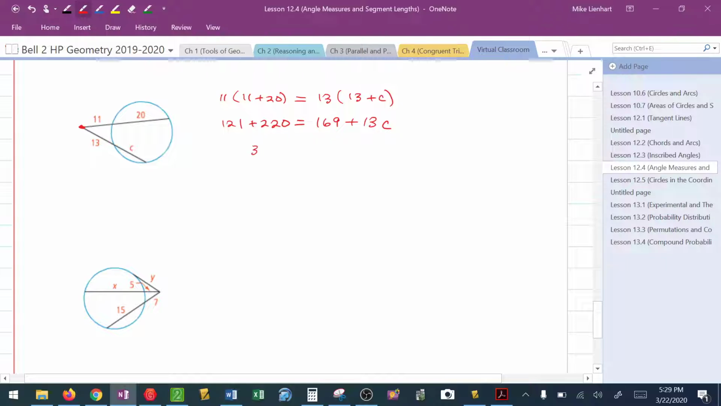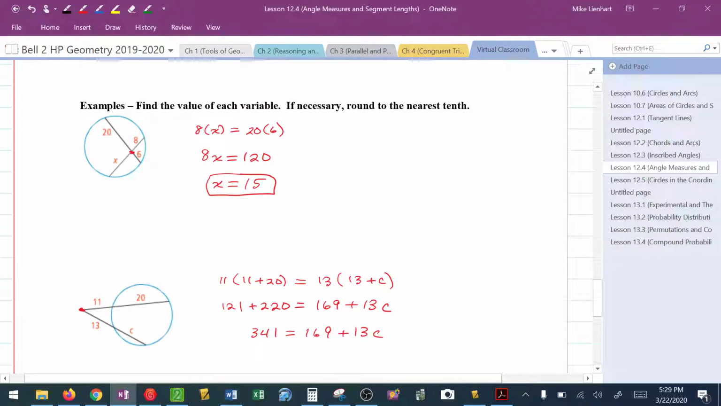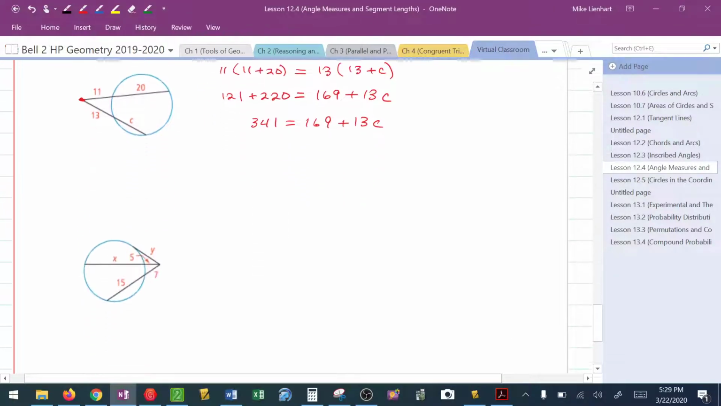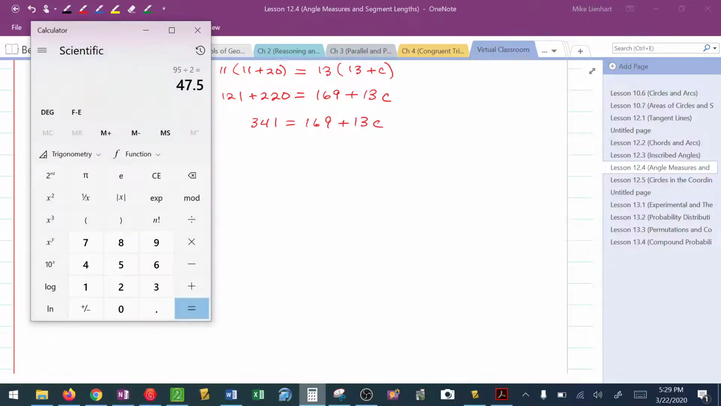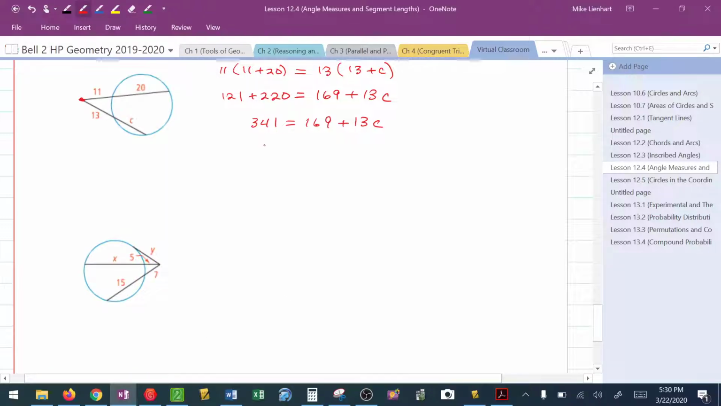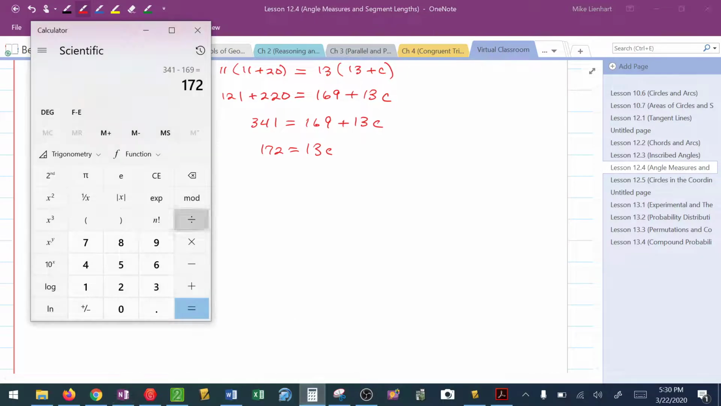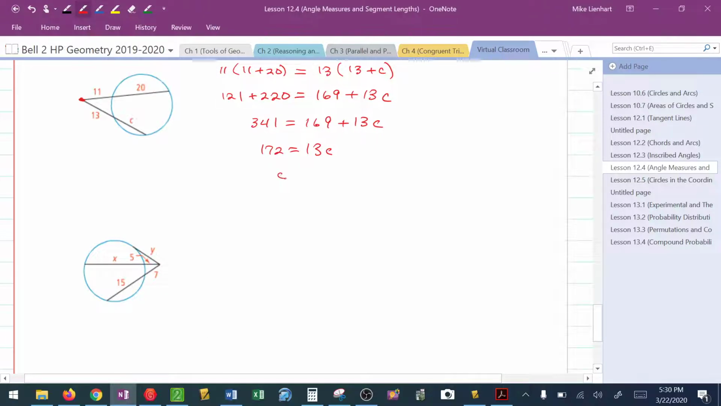So let's see, we got 341 is equal to 169 plus 13c. And I noticed previously it said, if you do get a decimal, round to the nearest tenth. Let's see, I'm going to cheat with the calculator here. I've got 341 minus 169. That's 172 is 13c. And then divide that by 13. All right, and I get this decimal 13.2. So I know that c is approximately equal to 13.2.